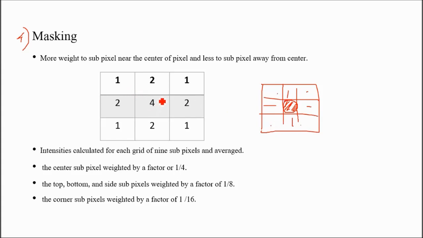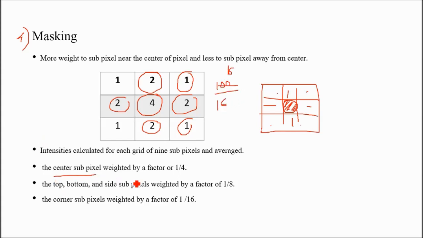Here you can see the center subpixel is assigned a weight of 4, those on the left, right, top and bottom get a weight of 2, and the diagonal ones are assigned a weight of 1. The intensity is calculated for each grid of 9 subpixels. Suppose the total intensity is 100%; adding up the weights, 4, 8, 10, 12, 14, 15, 16, gives 16.